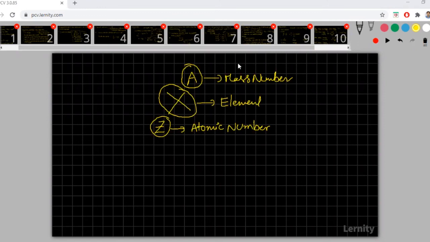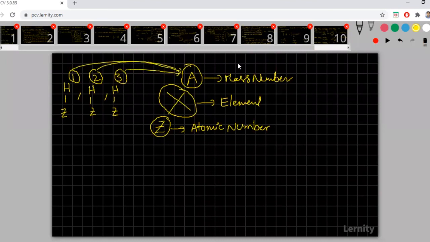Okay. Now I want to give some important examples. H 1 1, H 1 2, H 1 3. What are these? All have H, but what you have to observe is to compare them. What is the same here? Z, Z, Z. That means the atomic number is only one. What is changed here? The mass number: 1, 2, 3.